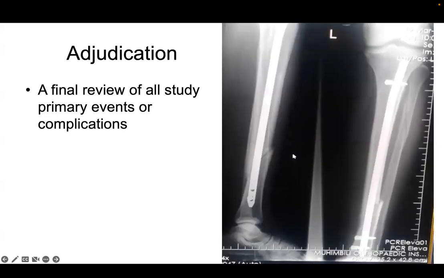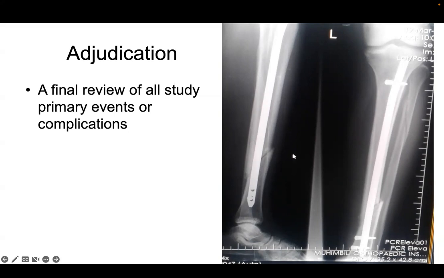Adjudication. A final review of all study primary events or complications is really, really important. And this needs to happen iteratively over the course of a trial. You need to have an agreed upon set of parameters by which a study event, such as an infection or a reoperation, is adjudicated, and proper recording of outcomes is being followed by an adjudication process.